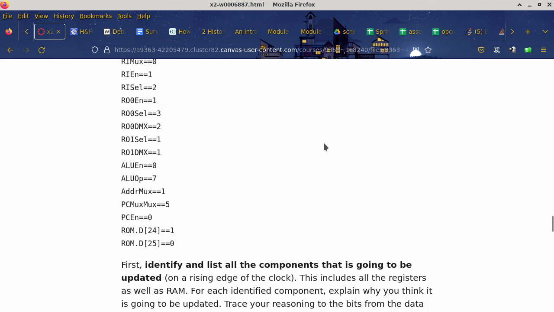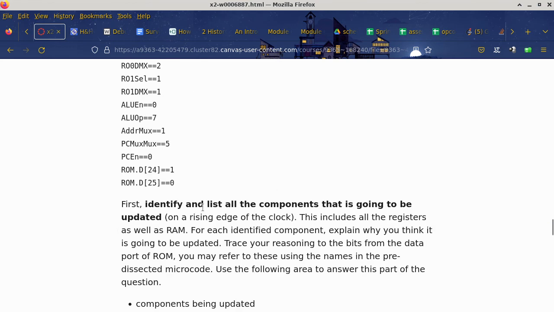So this question has multiple parts. The first part is to identify and list all the components that are going to be updated. Okay, so that would include RAM. RAM can be updated. It would include all the registers because registers can be updated. And I did not make it very clear, but this is on the rising edge. So you are only concerned about the other registers. The microcode pointer is not one of the concerns. Okay. So how do you answer this question? Oh, actually, I did make it clear: on the rising edge of the clock. This includes all the registers as well as RAM, so I'm giving you the hint of what to look for.